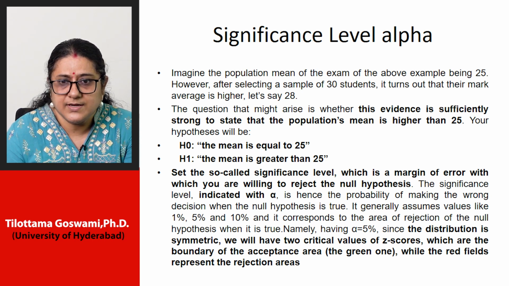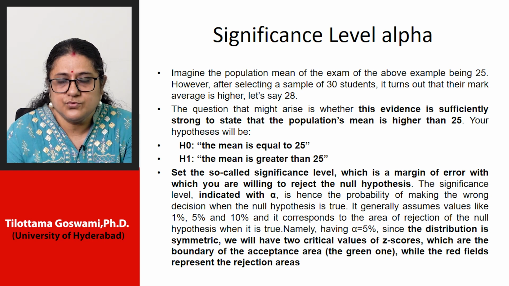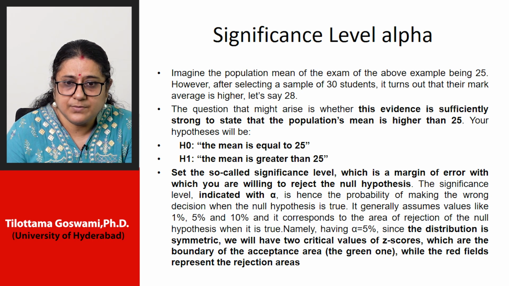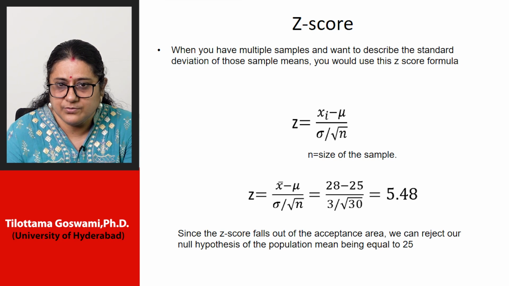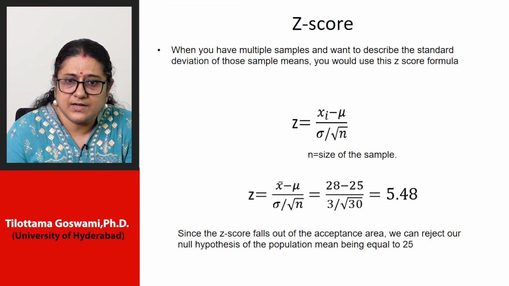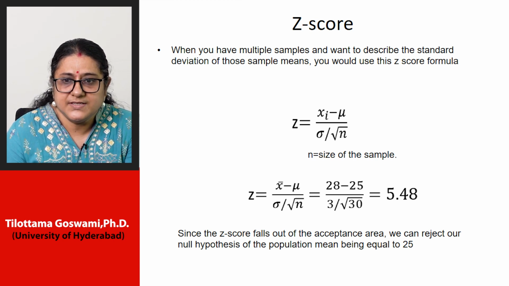we can reject the null hypothesis. The distribution is symmetric, so we'll have two critical values of the Z-score at the boundary of the acceptance area. We'll see in one of the diagrams where green is the acceptance area and red represents the rejection area. This is the formula for the Z-score. If the Z-score falls outside of the acceptance area, we can reject our null hypothesis.